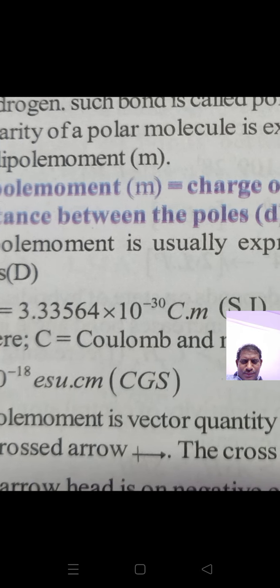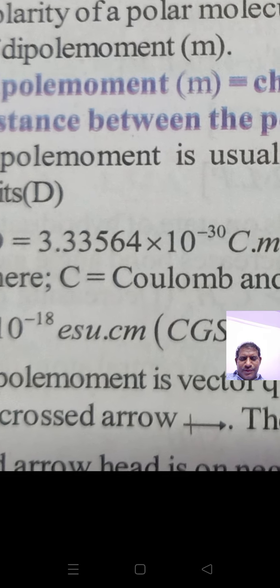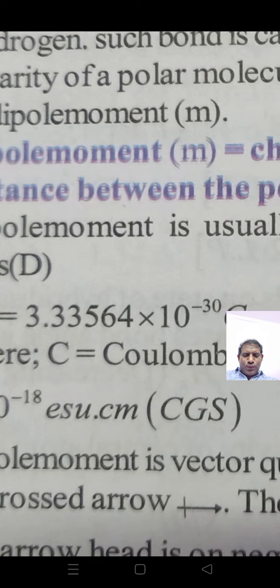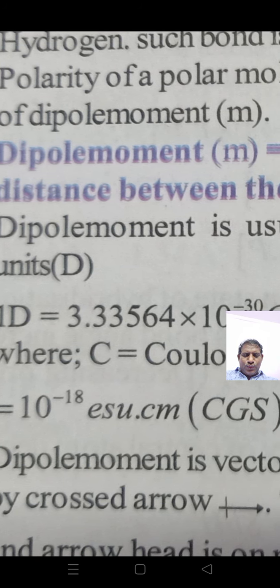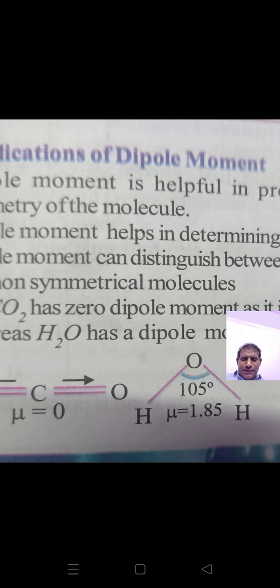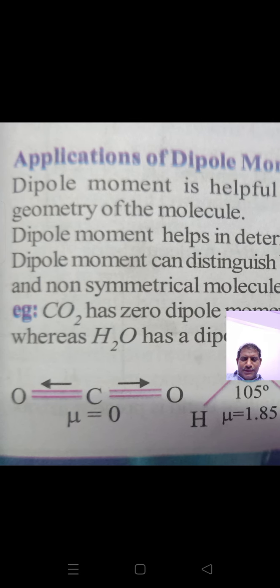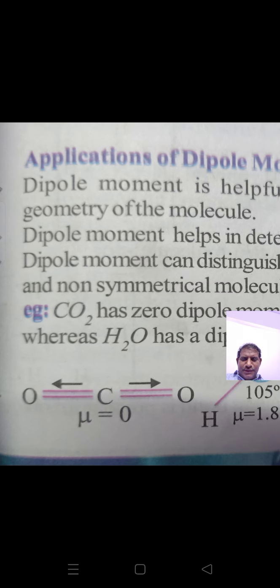Okay, dipole moment, see the diagram. 1 debye unit is equal to 3.33564 into 10 to the power minus 30 coulomb meters. Its value is 1 debye is equal to 10 to the power minus 18 ESU centimeters. Dipole moment is helpful in predicting the geometry of the molecule. Dipole moment helps in determining the polarity.